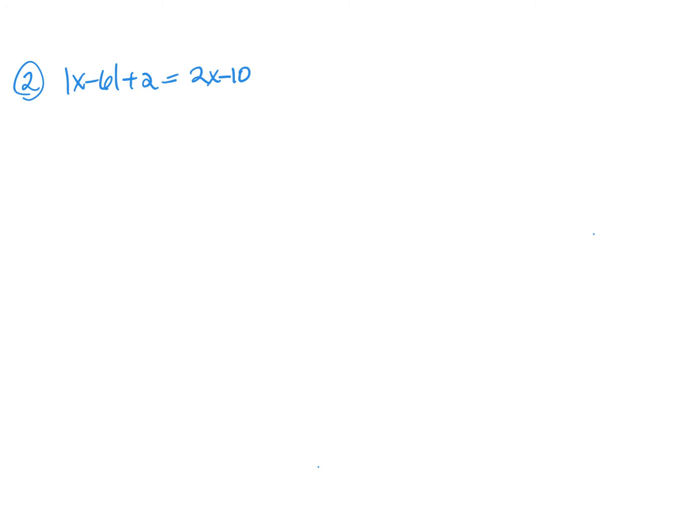All right, we're going to try number 2. So again, we want to isolate the absolute value. So I'm going to start by moving this 2 over. By jumping it over here, I'm going to subtract 2 from both sides. And I should get, this should be a plus 10 right there. Absolute value of x minus 6 equals 2x plus 8 is what I get next.